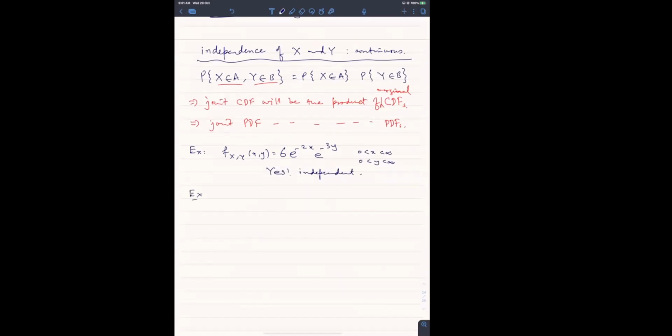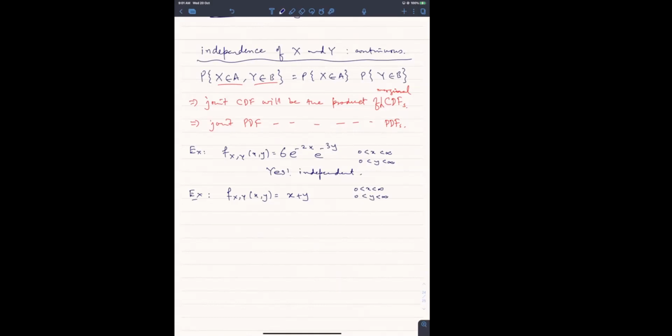Another example. f of x y is equal to x plus y, with x from 0 to infinity and y from 0 to infinity. Are x and y independent? Yes or no? Answers in the chat window.